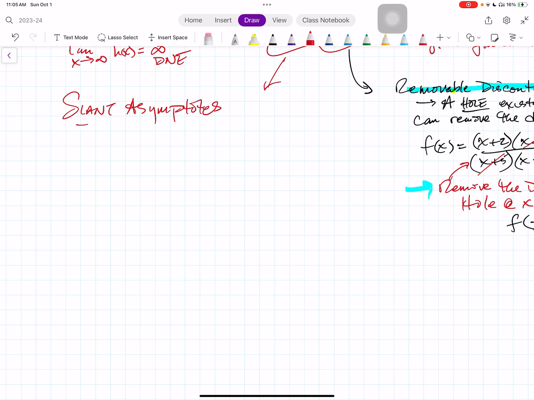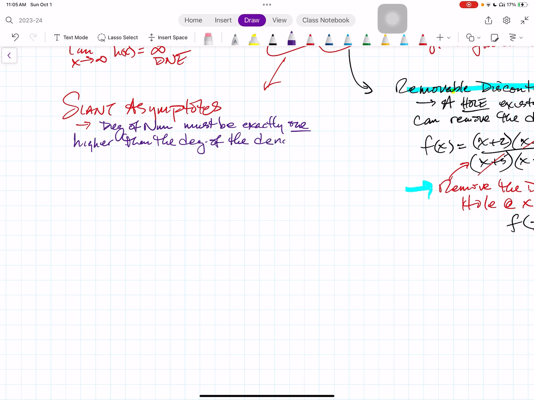Now the condition here: the degree of the numerator must be exactly 1 higher than the degree of the denominator. So let's make a note. The degree of the numerator must be exactly 1 greater, 1 higher than the degree of the denominator. That's a learning target, and we wrote that down in your lessons.